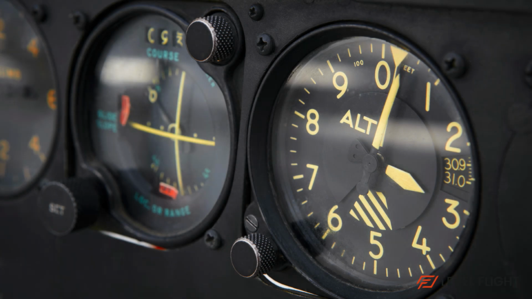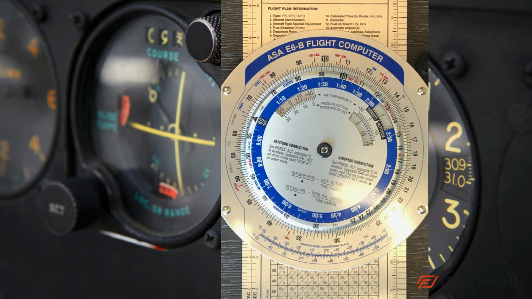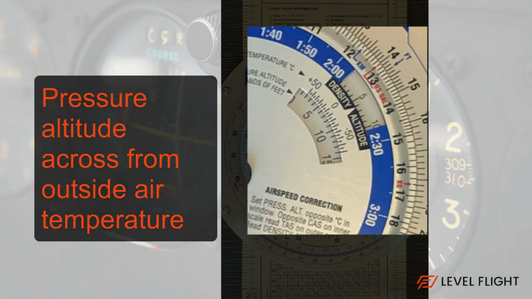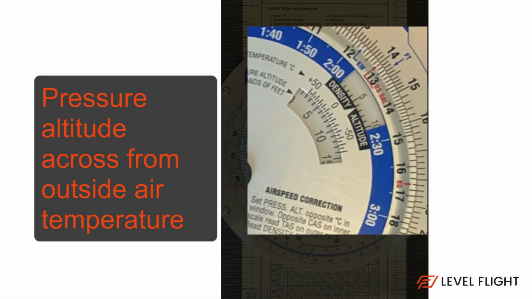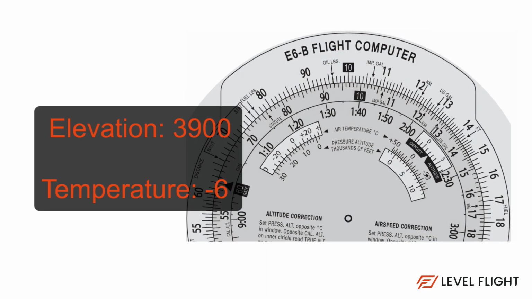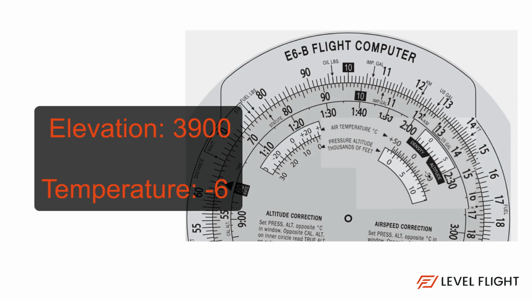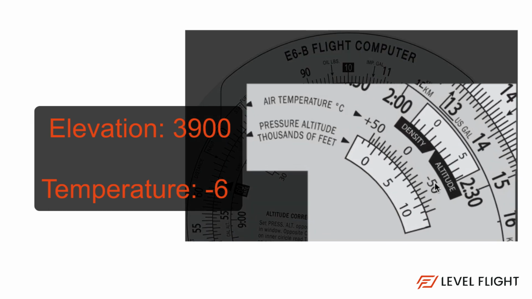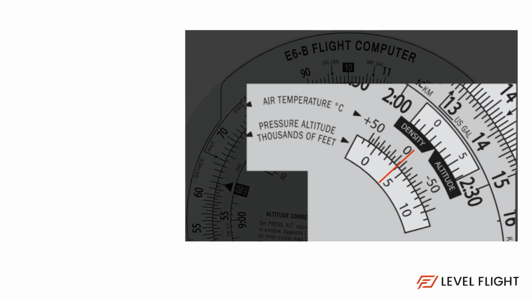To do this, we need to use the E6B. Align the pressure altitude with the outside air temperature for each airport. First, we will look at Springbank. Using 3,900 feet, we will line it up across from -6 degrees. Now I know the scale is quite small, so do the best you can to get 3,900 and -6.